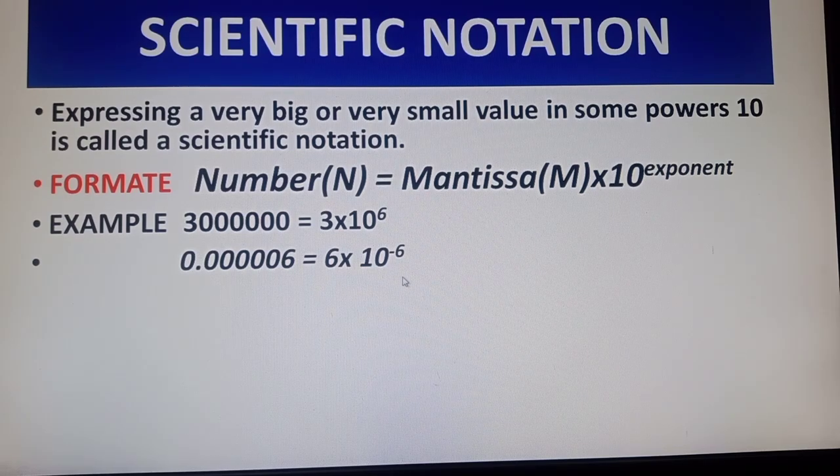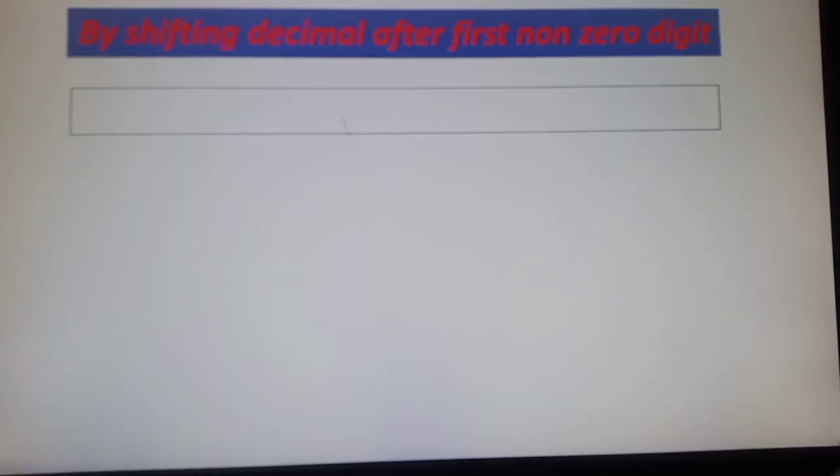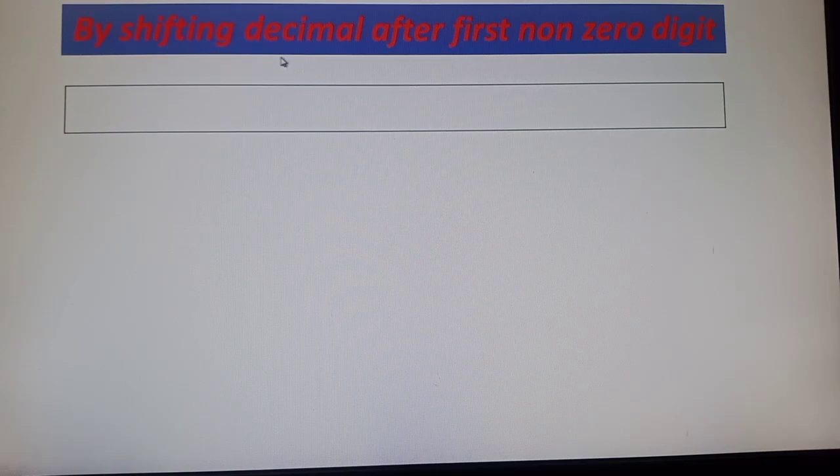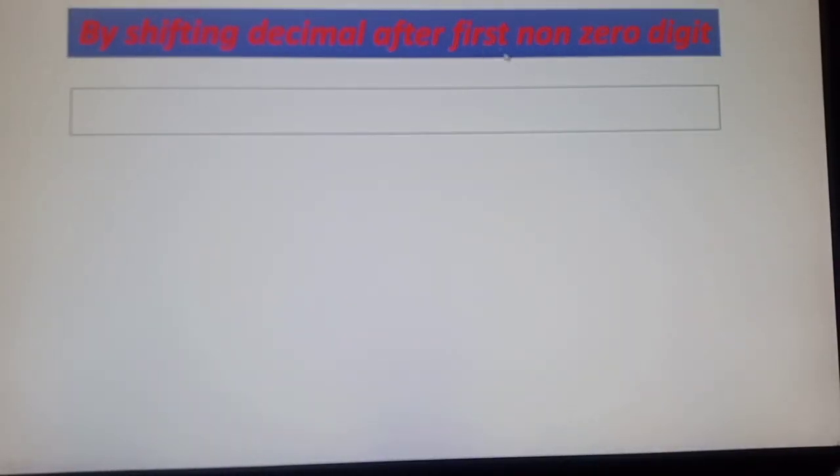Now how will we express this very small or very large number in scientific notation? What is the procedure? How will we achieve this scientific notation? That is, just by shifting the decimal after the first non-zero digit. Students, keep in mind, it is the basic principle of scientific notation. What is that? Just shift the decimal after the first non-zero digit in the value.